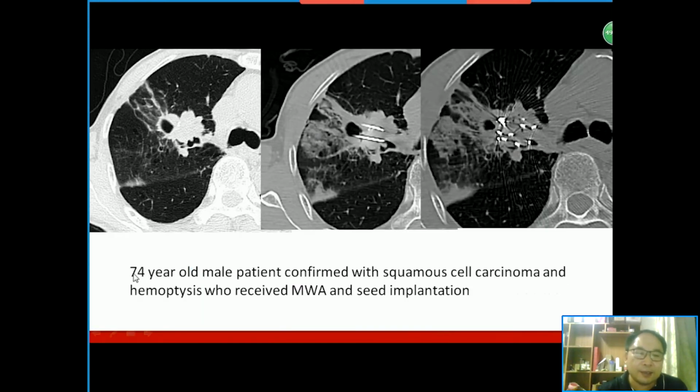This is a 74-year-old male patient confirmed with squamous cell carcinoma and hemoptysis, who received microwave ablation and seed implantation. We can see the lesion is close to the hilum and this bronchus. So I did ablation of the outer part of the lesion and implanted some iodine seeds here near the bronchus to avoid a cavity.